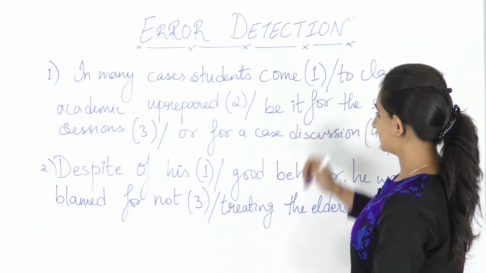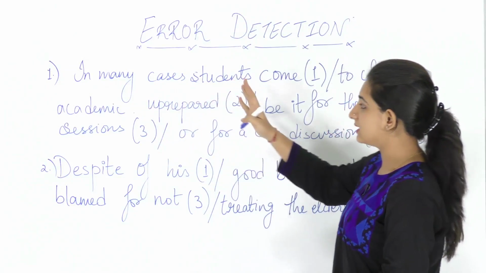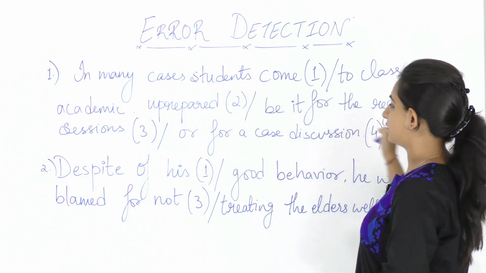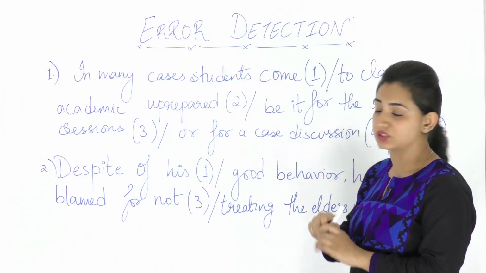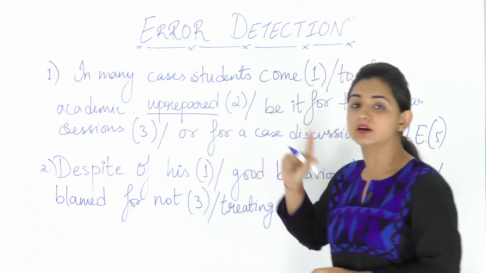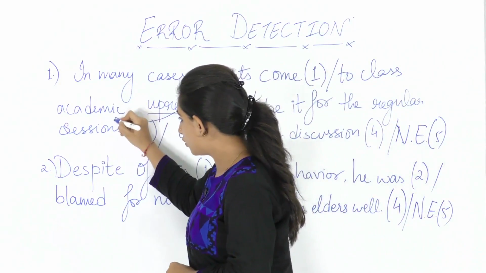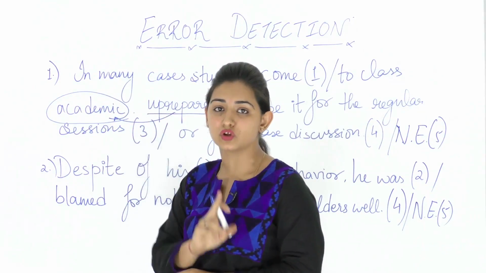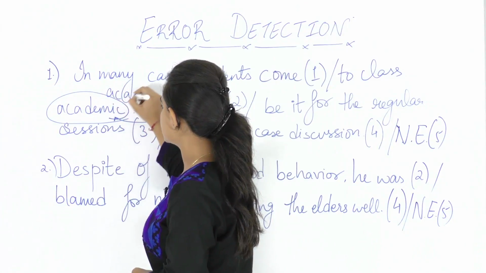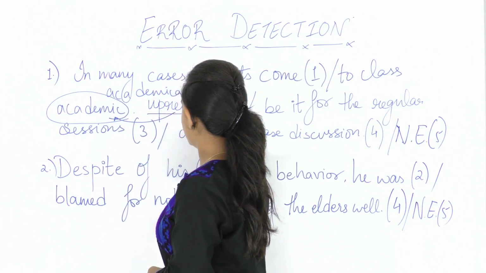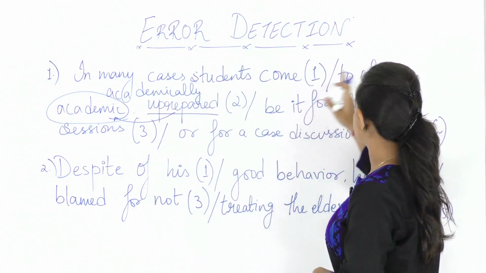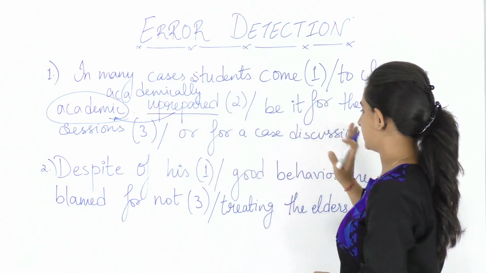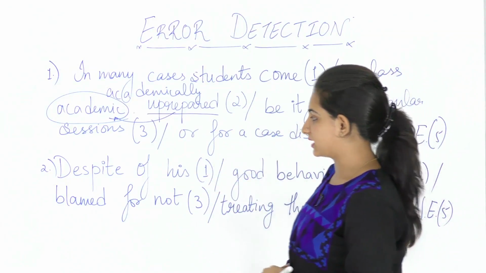Now if we look at this sentence, it says, in many cases students come to class academic unprepared, be it for the regular sessions or for a case discussion. Now you all know unprepared here is a verb, and the word which qualifies a verb is an adverb, and academic here is not an adverb. So what we will write here is academically. The correct sentence is, in many cases students come to class academically unprepared, be it for the regular sessions or for a case discussion. Now let's proceed to the next one.